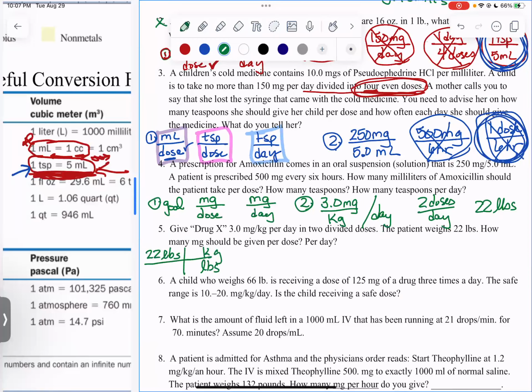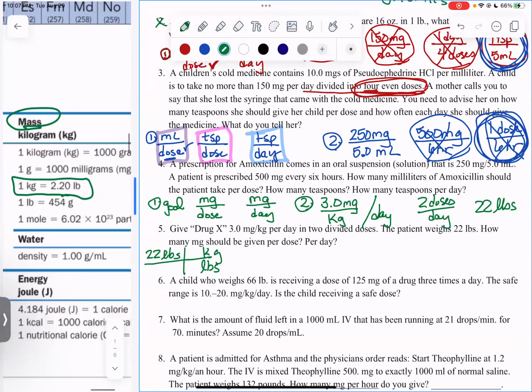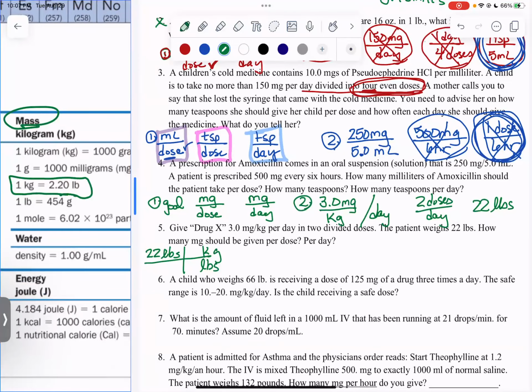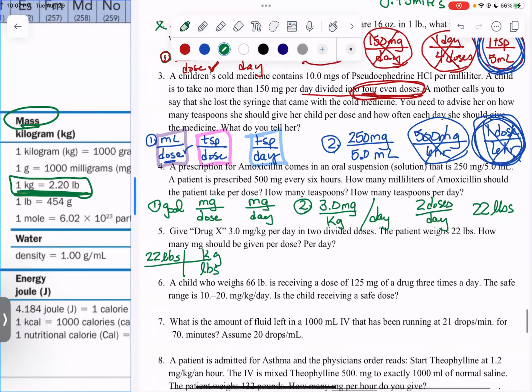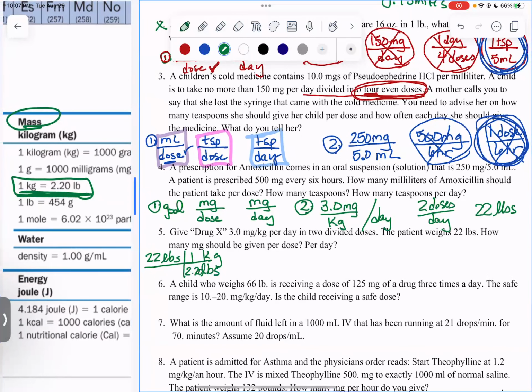What do I do? I'm going to go to my best friend over here, and right here is my kilograms to pounds. In 1 kilogram, I have 2.20 pounds. So what's the mass of my patient here? That's going to be 10 kilograms, right? Now I can use that information and keep going. So 22 pounds, we're going to cross that out, and we're going to say the person is 10 kilograms because we're going to need that.